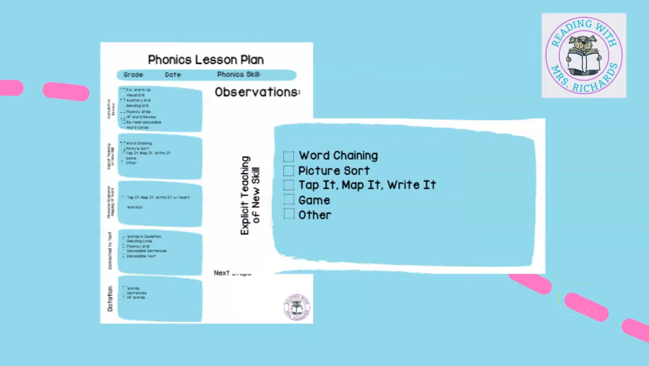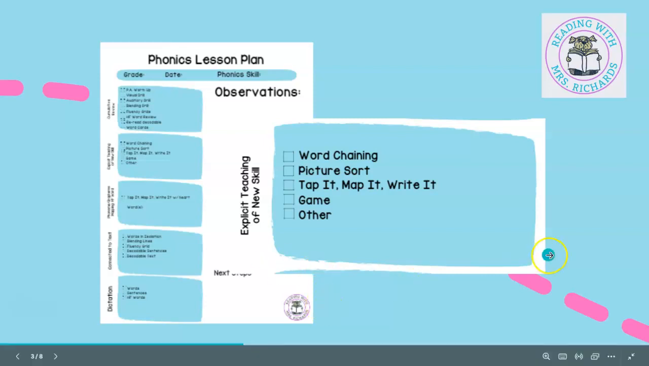So in my phonics lesson plan, I do word chaining with my students during the second part of my lesson plan, the explicit teaching of a new skill. I usually don't start doing word chaining until the second day after I've taught my new phonics skill. I'll start to embed word chaining, which will help them practice again that phonics and phonemic awareness ability with that particular phonics skill that I'm working on.